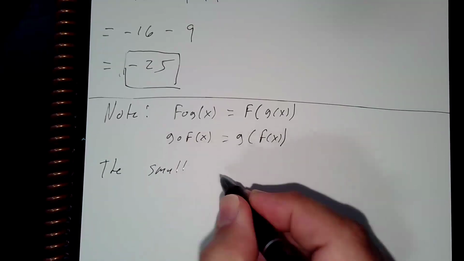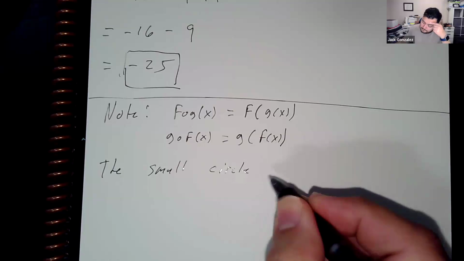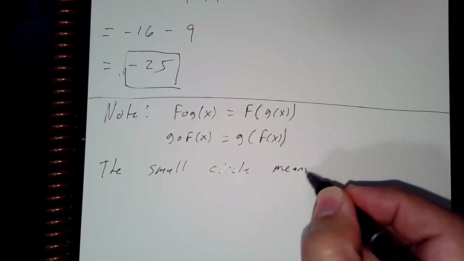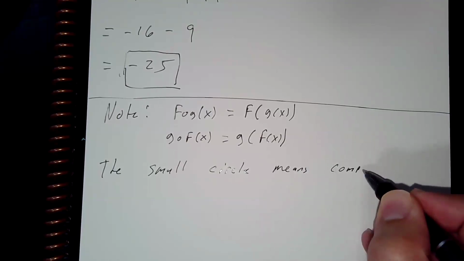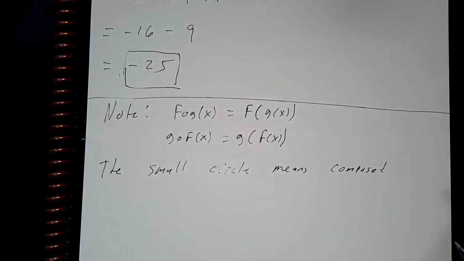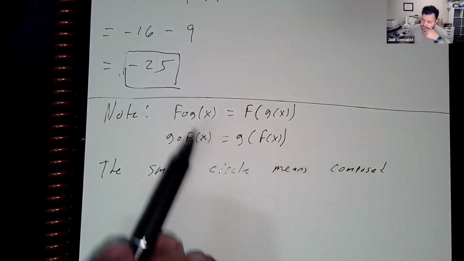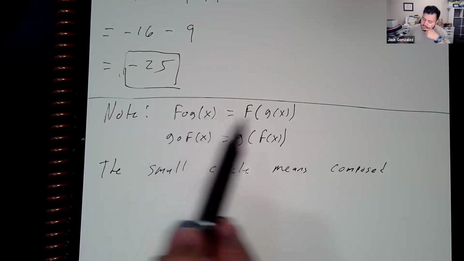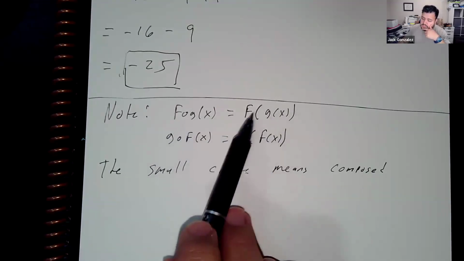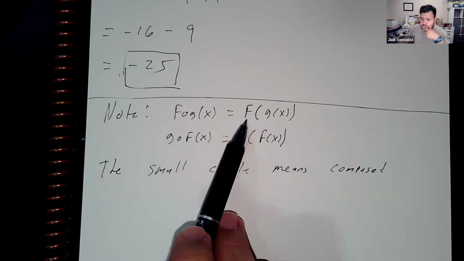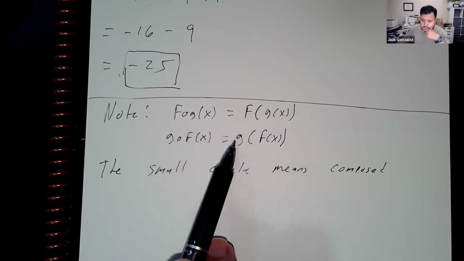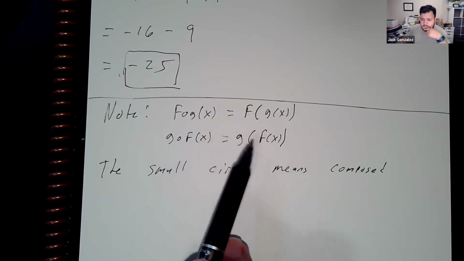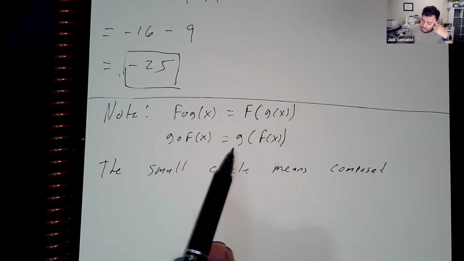Could you restate that again? You put the F inside of G and the G inside of F? Yeah, so f composed with g means you're putting g inside of the f function to create a composite function. G composed with f means you're putting the f inside the g, the reverse.